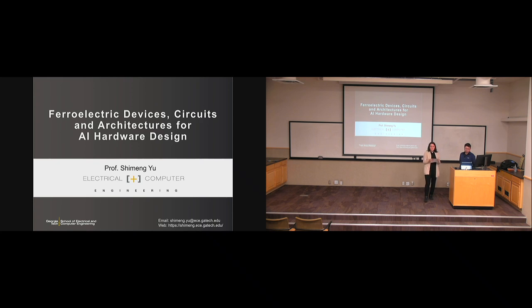Memory computing and 3D integration. So Professor Yu published more than 400 journal and conference papers with more than 20,000 citations according to the Google Scholar. He's recipient of many awards. It's hard to read all of them, including like NSF Early Career Faculty Award, Electron Devices Society Early Career Award, Outstanding Faculty Award, Semiconductor Research Corporation Young Faculty Award, and IEEE Circuits and Systems Society Distinguished Lecturer Award. So it's a pleasure to have Shimeng here.